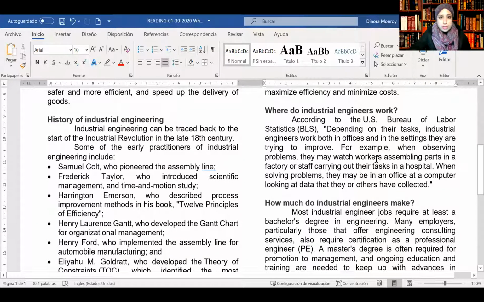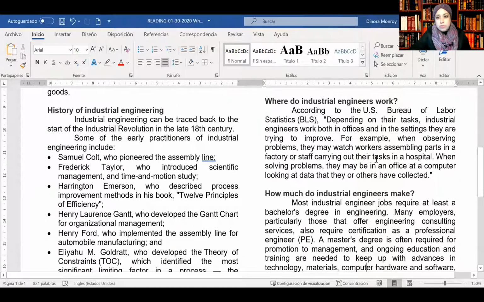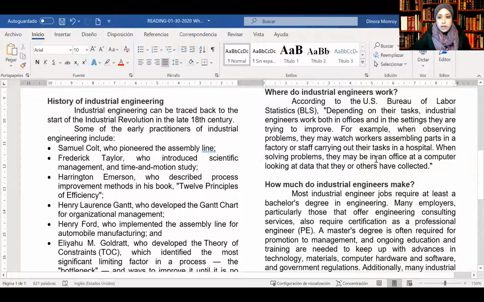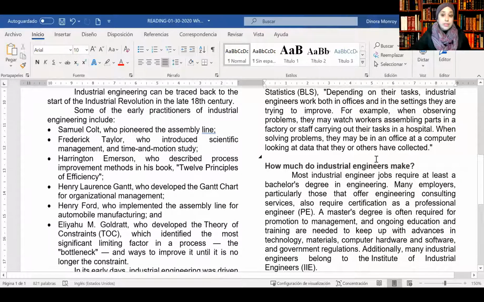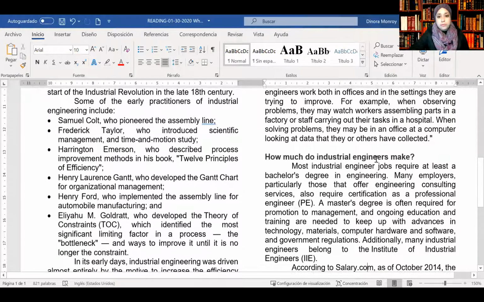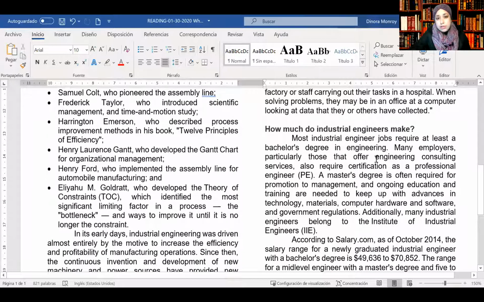Where do industrial engineers work? According to the U.S. Bureau of Labor Statistics, BLS, depending on their tasks, industrial engineers work both in offices and in the settings they are trying to improve. For example, when observing problems, they may watch workers assembling parts in a factory or staff carrying out their tasks in a hospital. When solving problems, they may be in an office at a computer looking at data that they or others have collected. How much do industrial engineers make?